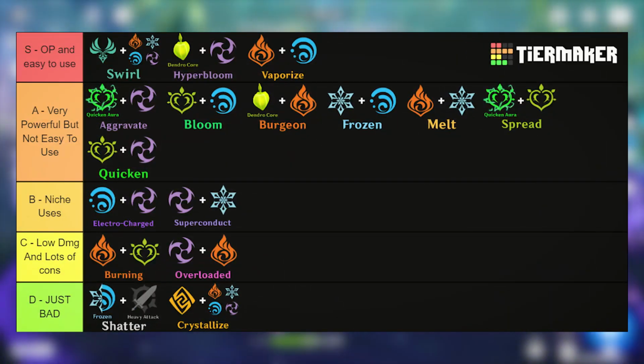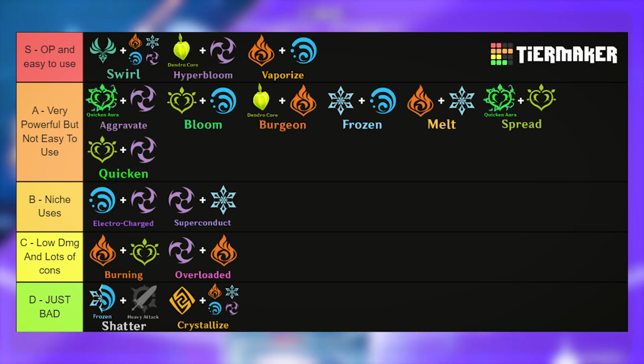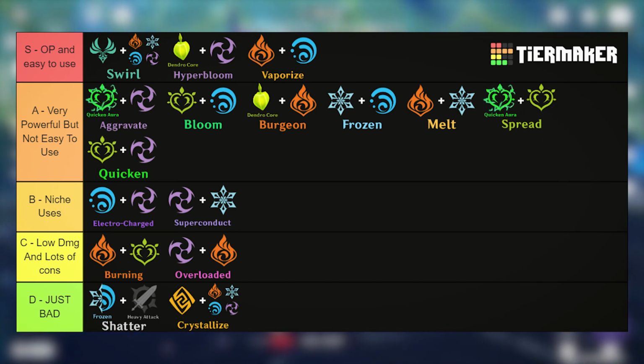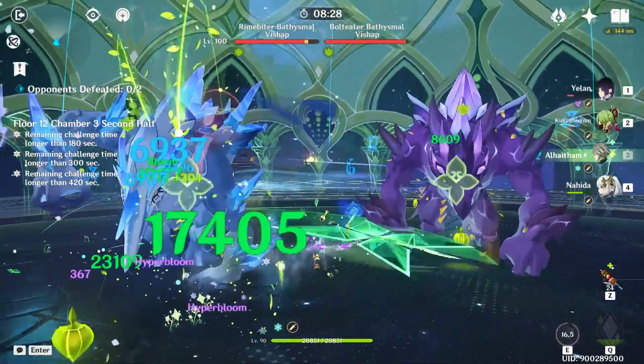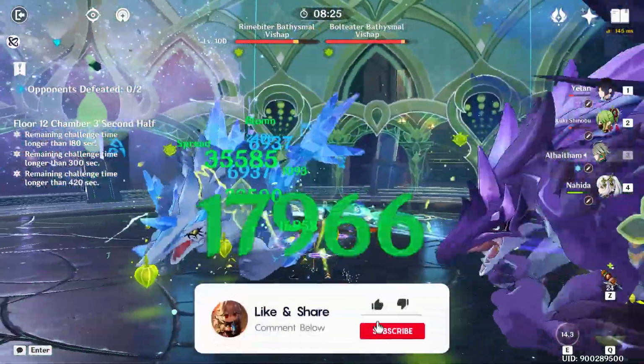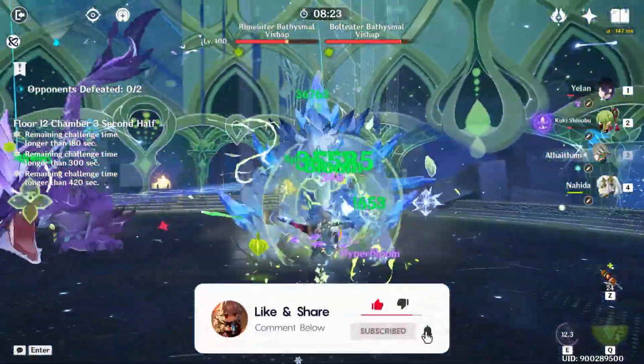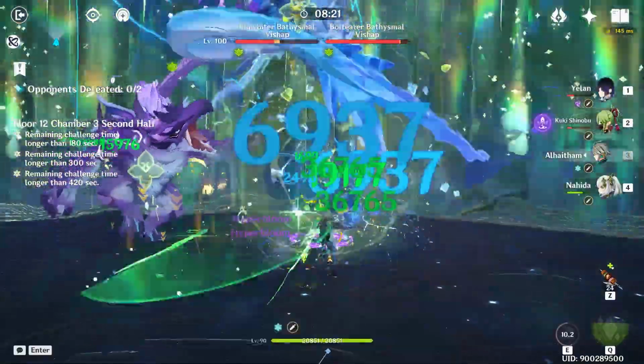And lastly, this is the tier list of the elemental reactions based on their strength and usability based on my personal opinion and experience. Now you know everything about elemental reactions, and if you are wondering which characters are the best to utilize these reactions, check out this video to know about that, and I'm out.